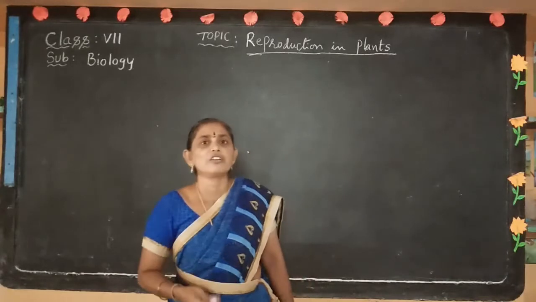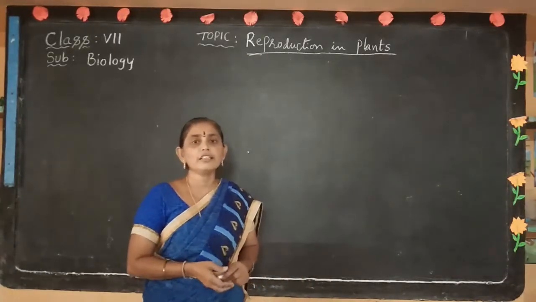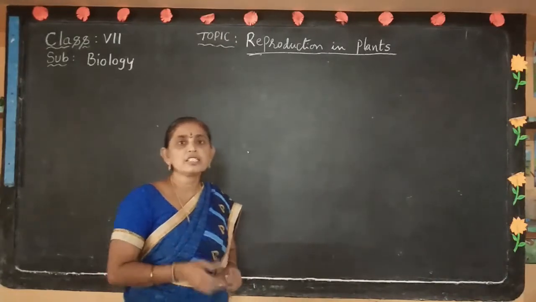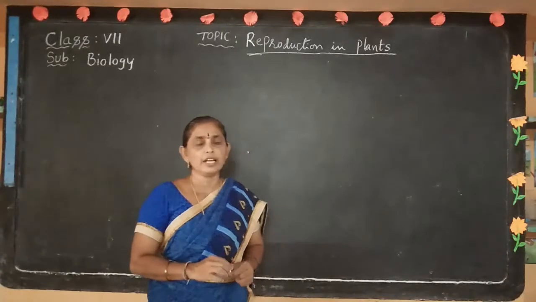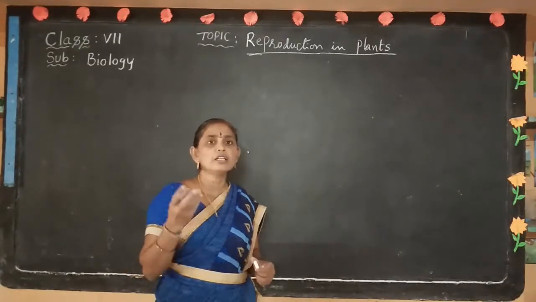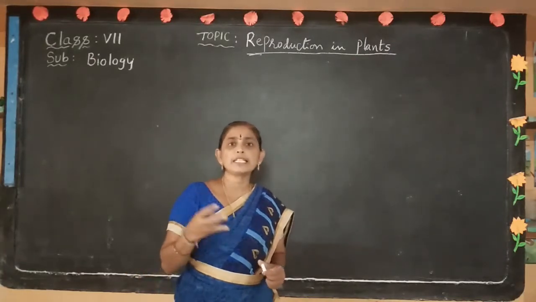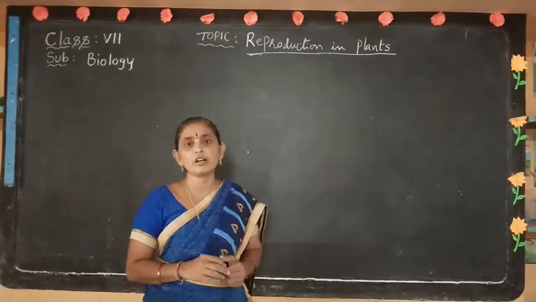In the last session we discussed the sexual mode of reproduction. In this, the main part is the flower. The flower is the sexual organ of the plant and it has four parts. Already you know there are sepals, petals, stamen and pistil. Pistil is otherwise known as carpel.